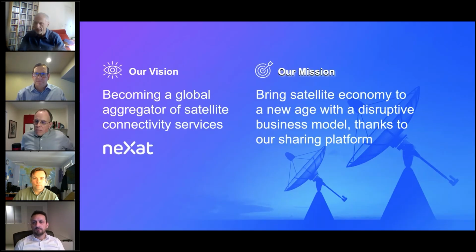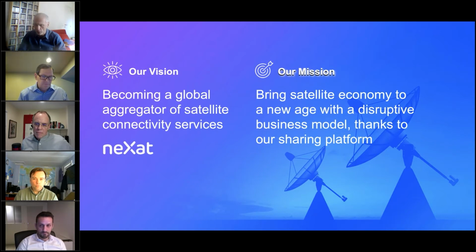Sata DSL is a connectivity provider. Our vision is to become a global aggregator of satellite connectivity services by bringing satellite economy to a new age, thanks to the disruptive business model that we can propose to the market, thanks to our sharing platform, neXat platform. We are going to give a look today.